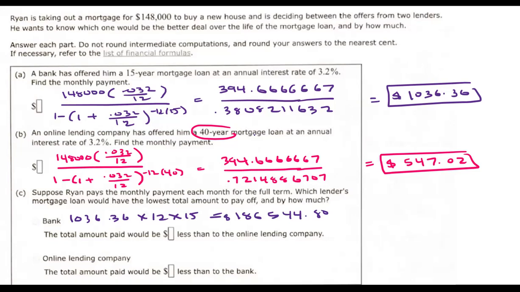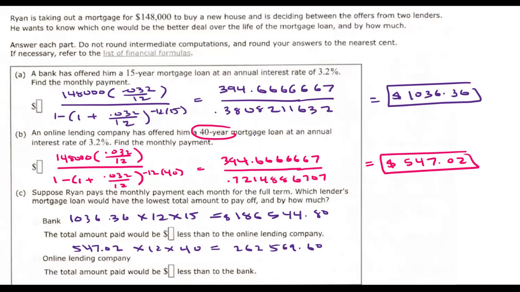For the 40-year, the online banking one, we're going to be doing 547. It's such a much lower payment, which is very attractive. Okay, but let's see what happens over the 40 years. So times that by 12, times that by 40. Okay, and that gives us $262,569.60.